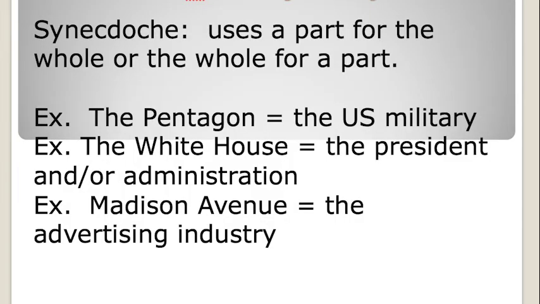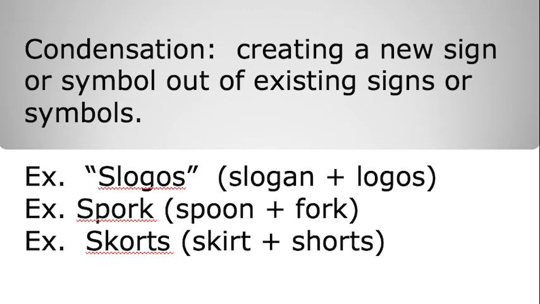If we say the White House, we're referring to the president or the president's administration. If we say Madison Avenue, we're referring to the advertising industry. If we say Hollywood, we're referring to the film industry. Those are examples of synecdoche. Another way we create meaning is through a process called condensation, where we create a new sign or symbol out of existing signs or symbols. Some linguistic examples of this would be a spork, which is a combination of spoon and fork, or skorts, a combination of skirt and shorts. Right? So it's a different design and a different word that combines those two previous words.